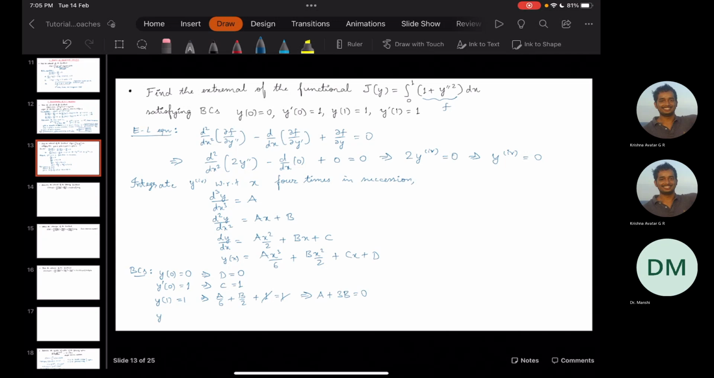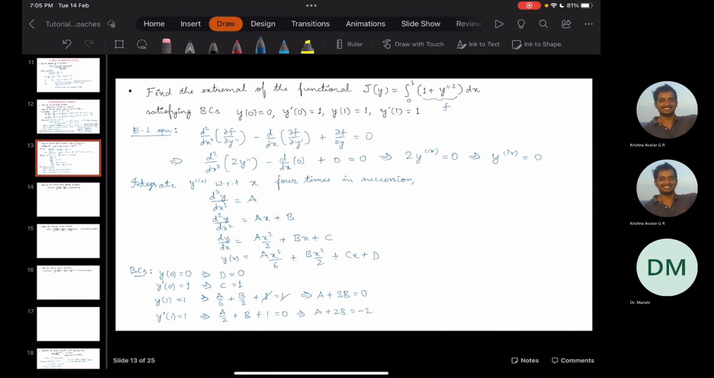And the fourth condition is y prime of 1 is equal to 1. This means that a by 2 plus b plus 1 is equal to 0. And what we do here is we'll just have a plus 2b is equal to minus 2.